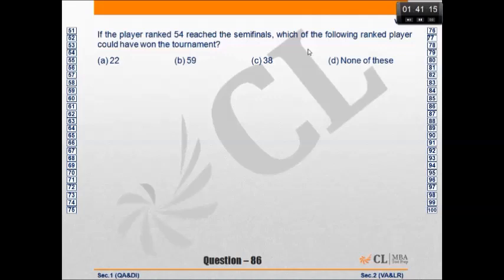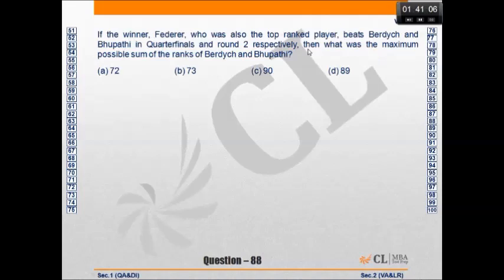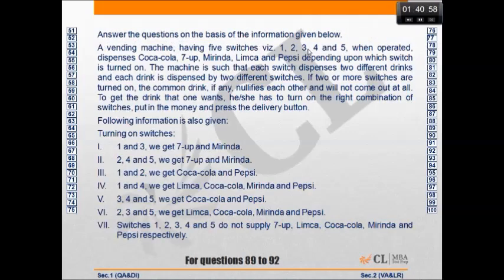Let me look at the other one also. If a player ranks 16 in the semi-finals, 16, 54. If the winner Federer was among the top ranked players, I think I'll leave this. I'll leave this set. One done. Let me just try and solve this one. Others will take time.